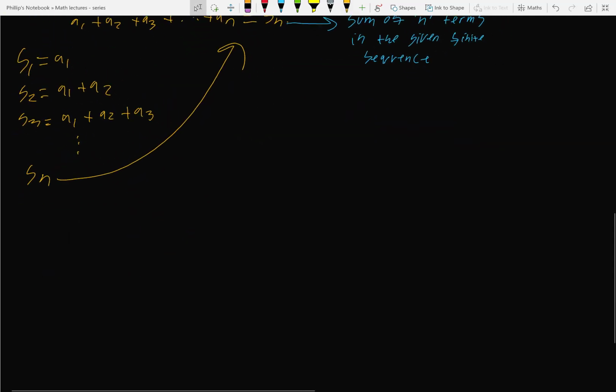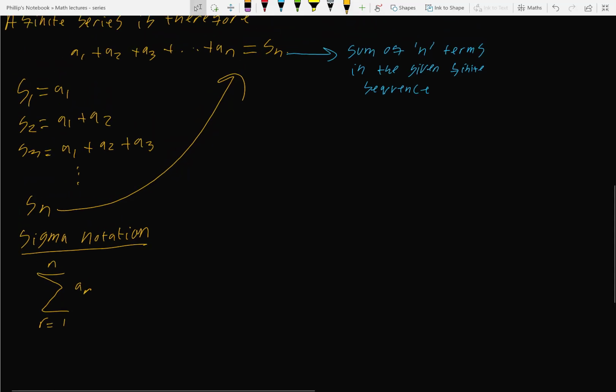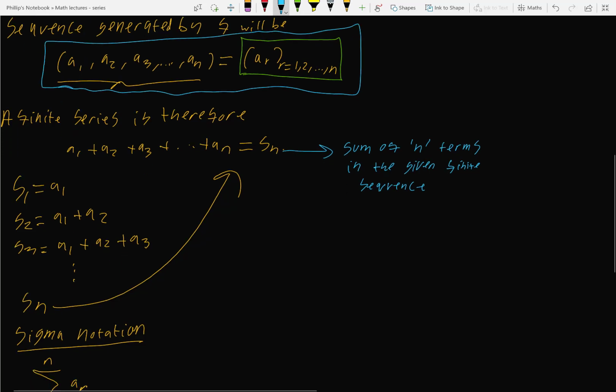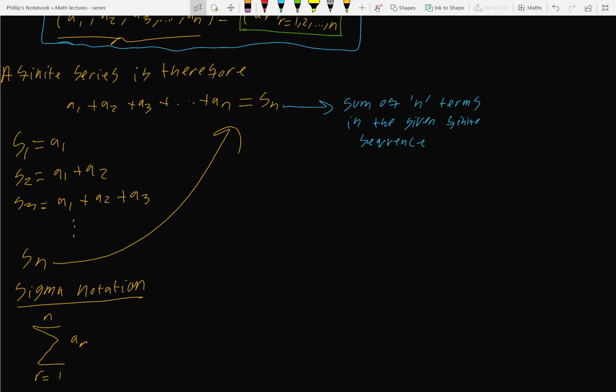Okay, so that's great, but we like to use the sigma notation rather than Sn. So let's use sigma notation, and the sigma notation is as follows. We just do the sum from r equals 1 to n of AR. So AR is taken from the sequence here. We just take values from there and we iterate.